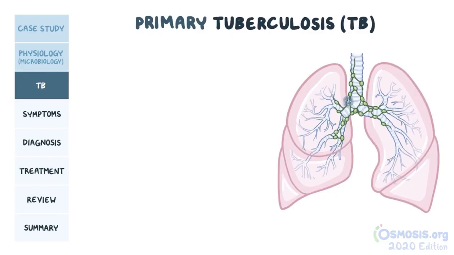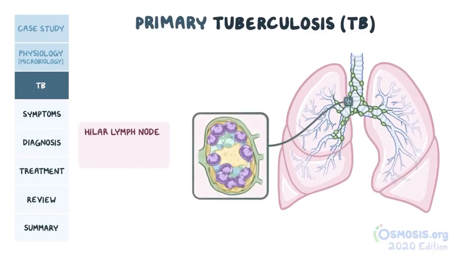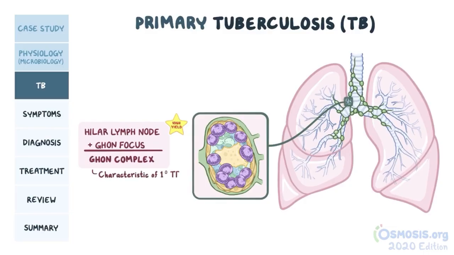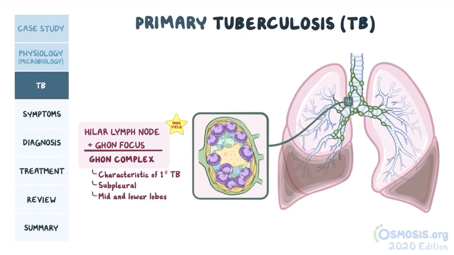Now, TB can also spread to nearby hilar lymph nodes, either carried over by immune cells through the lymphatic system, or by direct invasion from the Ghon focus. Together, the Ghon focus and the affected lymph node form the Ghon complex, which is characteristic of primary tuberculosis. A high-yield fact is that Ghon complexes are usually subpleural and occur in the mid and lower lobes of the lungs. From here on, there are a few probable outcomes.